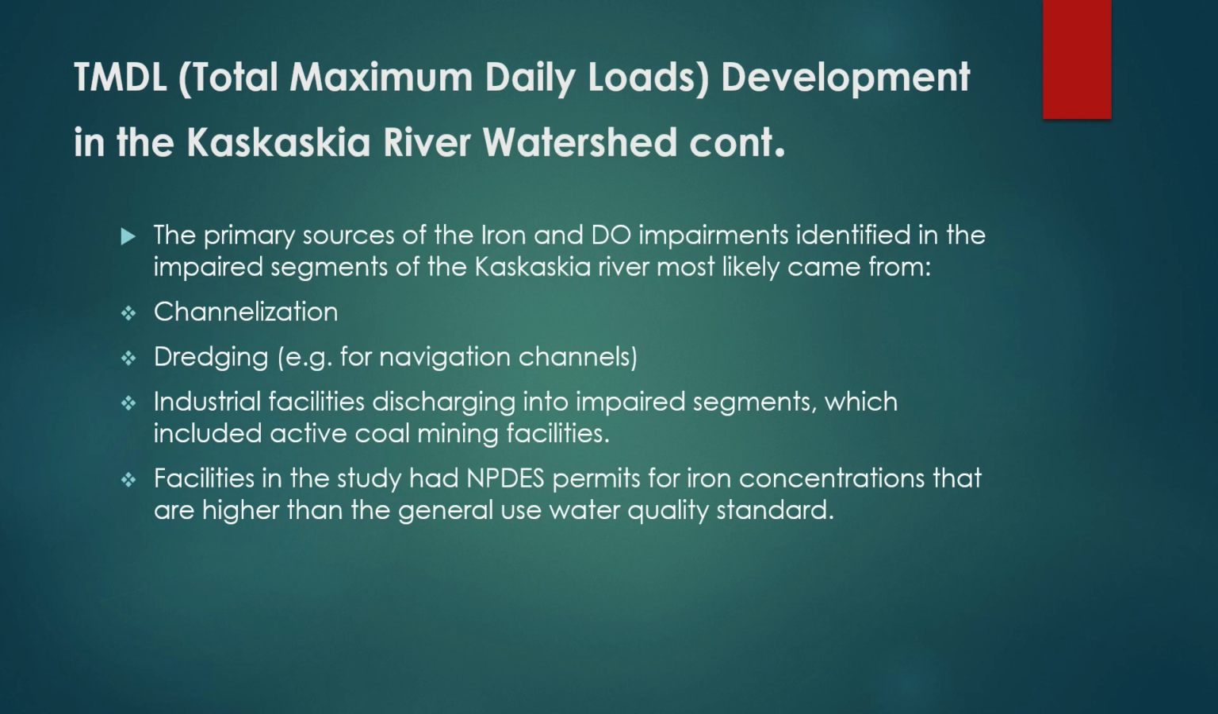And then the primary sources of iron and dissolved oxygen impairments identified in the impaired segments of the Kaskaskia River, according to the report, most likely came from channelization, dredging, and industrial facilities that are discharging into impaired segments. So your point source polluters, right? Which included active coal mining facilities and gas exploration companies.